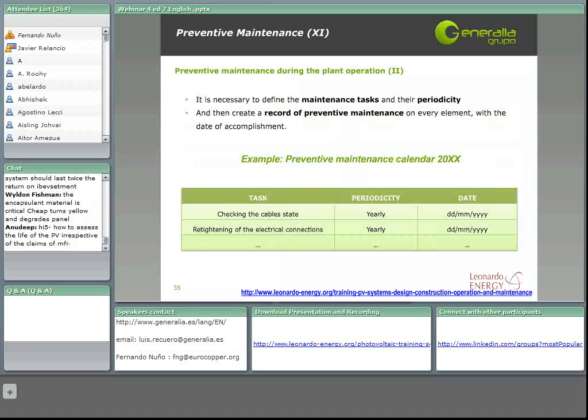For example, in the table you can find that a task to be done will be checking the cable's state. This task is to be done yearly, and here we can fix the date when it has to be done. Sometimes we can include notifications in the monitoring system, and we can have alarms that notify us when we have to do these tasks in order to do them on time.